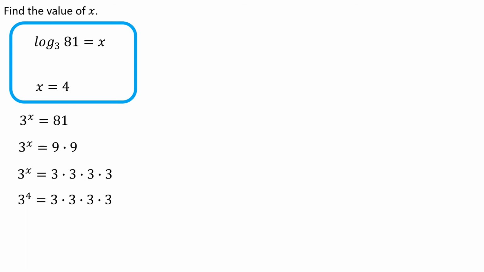If I've got the number 81, and I know the base I used was 3, the exponent had to be 4. 3 to the 4th power equals 81. Again, you can also use the exponent table.